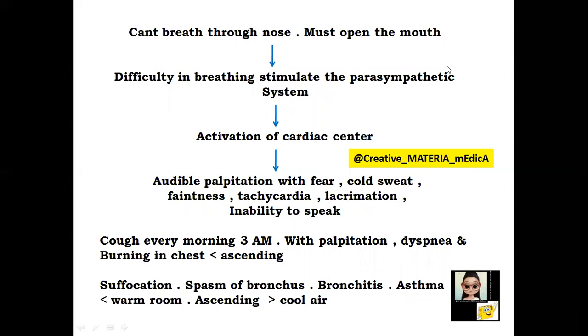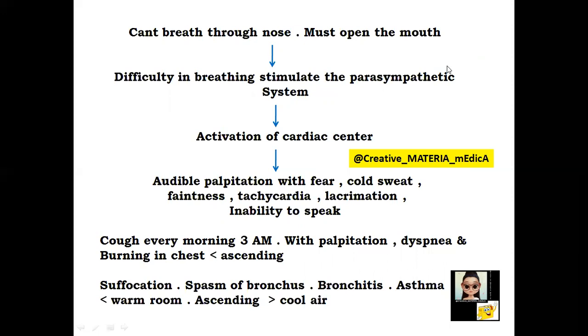There is difficulty in breathing which stimulates the parasympathetic system and it causes activation of the cardiac center. So there are audible palpitations with fear, cold sweat, faintness, tachycardia, lacrimation, and inability to speak. Cough every morning at 3 a.m. with palpitation, dyspnea, and burning in the chest, which is more on ascending.